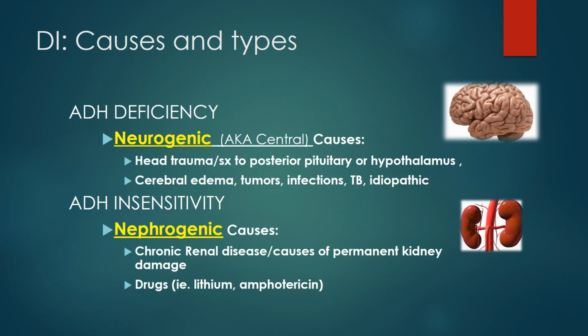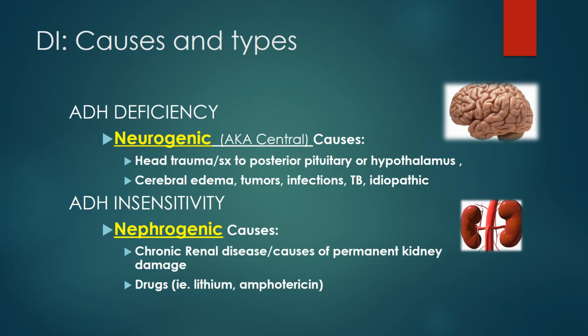Thus, we call ADH insensitivity nephrogenic, meaning it's the kidney's problem, not the brain. So nephrogenic DI might occur in patients with kidney disease or with specific drugs such as lithium or amphotericin, which are pretty intense. It's an intense antifungal drug. Both of these can be nephrotoxic.